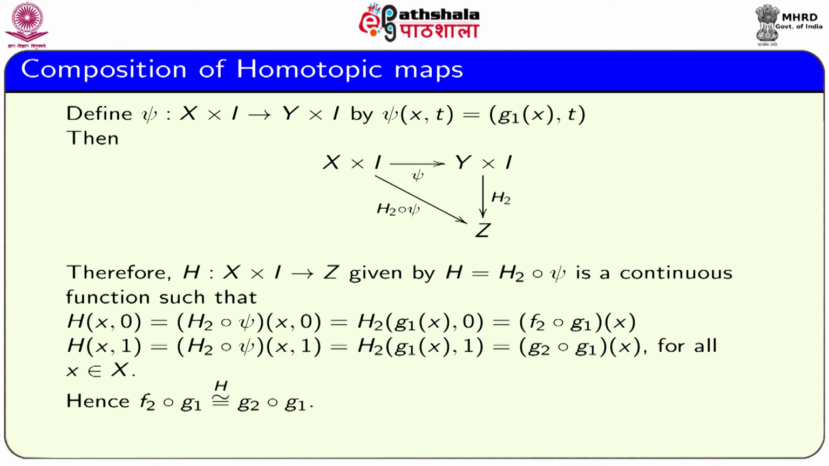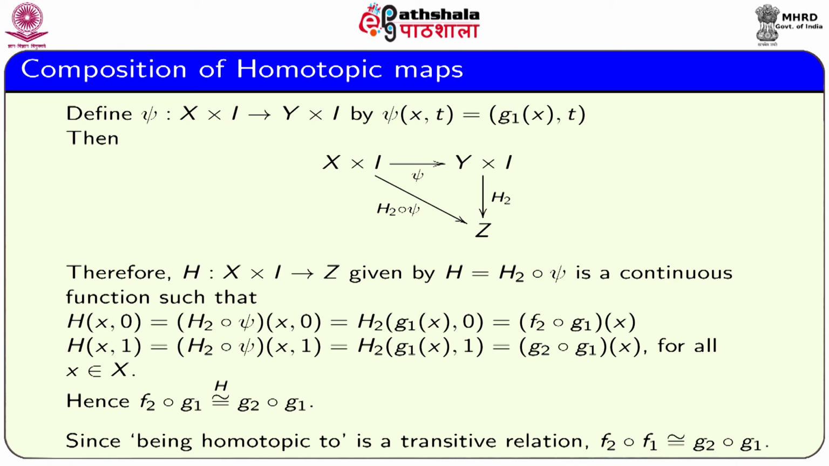Now, if we take these two results, then we have already seen that f2 composed f1 was homotopic to f2 composed g1, and now f2 composed g1 is homotopic to g2 composed g1. So, combining these two, as homotopy is a transitive relation, f2 composed f1 will be homotopic to g2 composed g1.